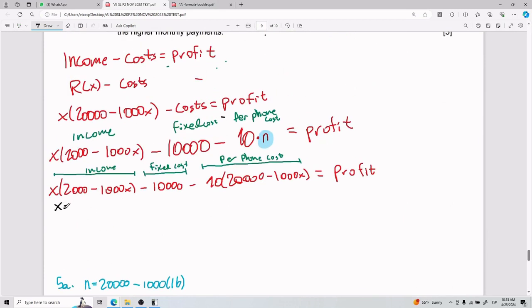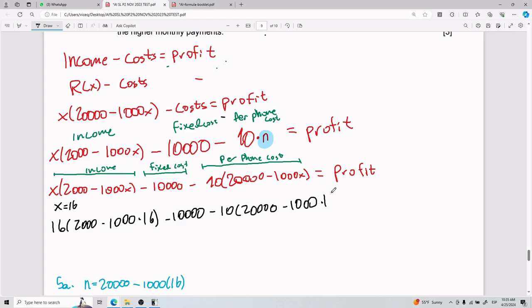So you plug in x equals 16 for everything, so you end up with 16 times 2,000 minus 1,000 times 16, minus 10,000, which is your fixed cost, minus 10 times 20,000 minus 1,000 times 16.